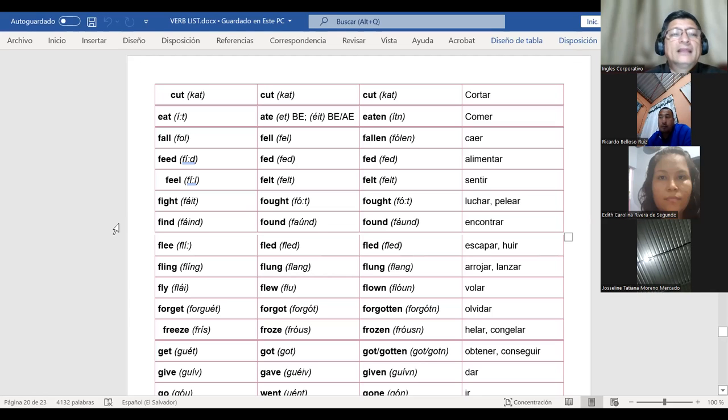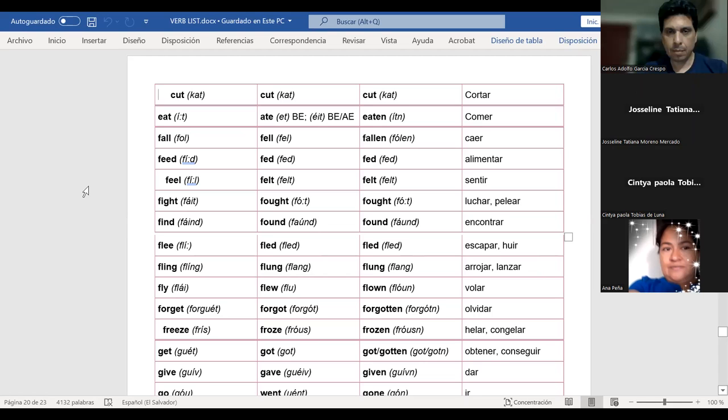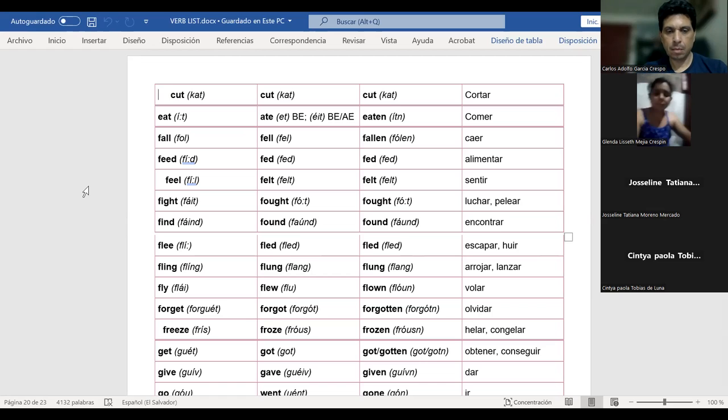Okay, my friends, let's start with the last class. Today, we're gonna study a little bit about the verbs in past. These are irregular verbs in past. So the activity is that you're going to choose three verbs and create some sentences. I'm gonna give you an example.